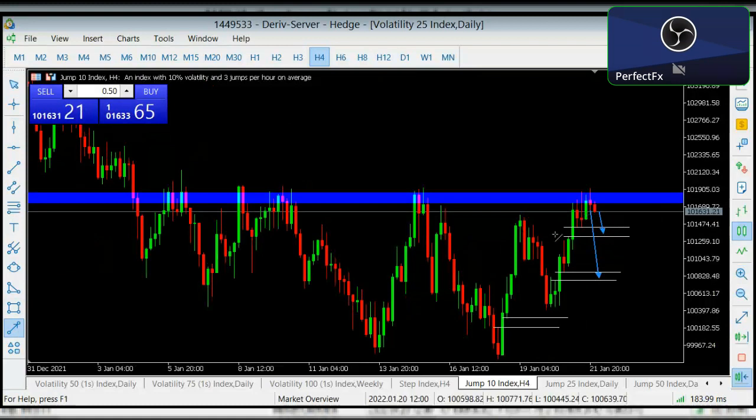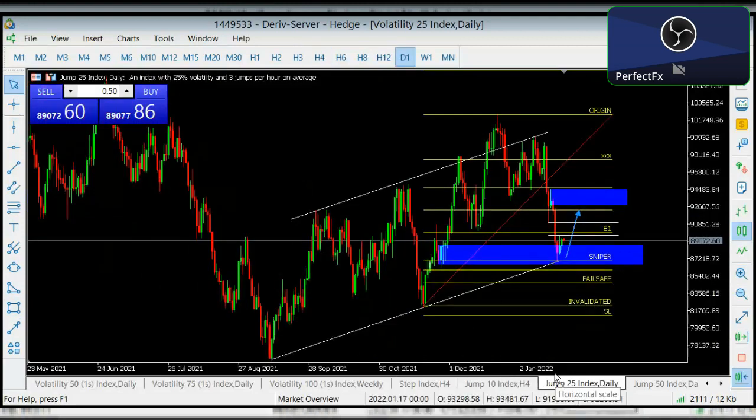You can see the first take profit level, this first zone, the second take profit level, while this is the third take profit. Price might be shooting to the downside to mitigate this region, or mitigate this region as far down as this point. So guys, that's the analysis and bias I have on Jump 10 index and also on Jump 25 index.